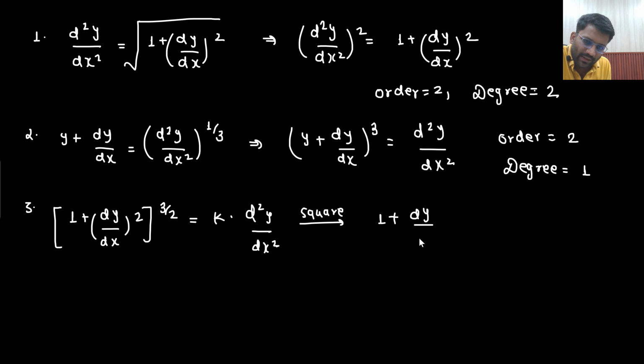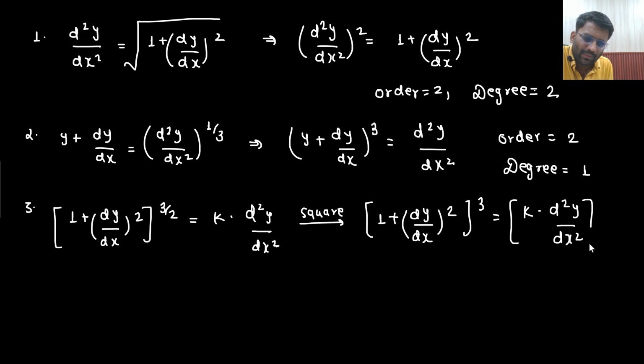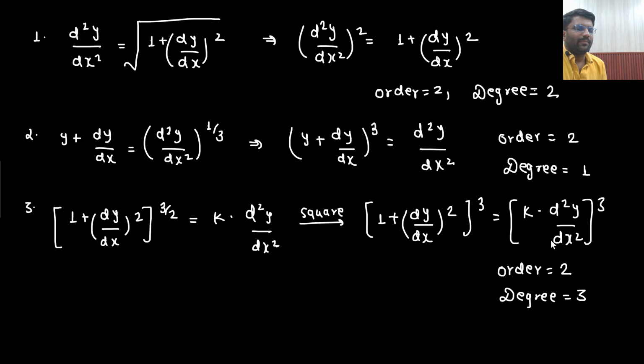1 plus dy by dx whole square to the power 3 would be equal to k d2y by dx2 to the power 3. So this k is a constant, doesn't matter. What is the order? Sir, maximum differentiation has been done twice. And what is the degree? Degree would be 3. Right? What is the power? 3.